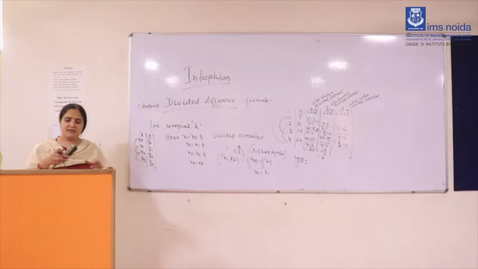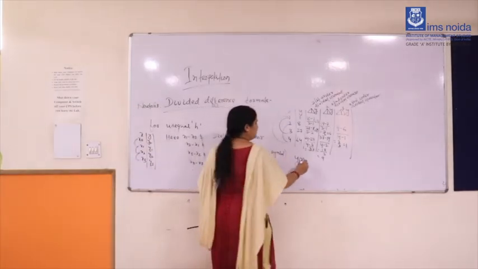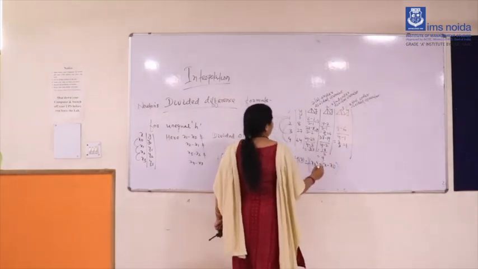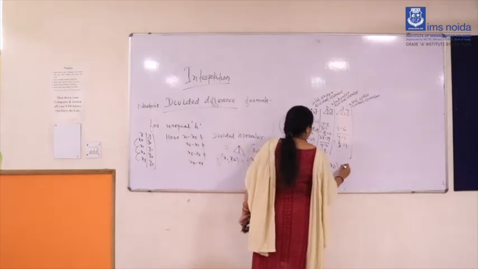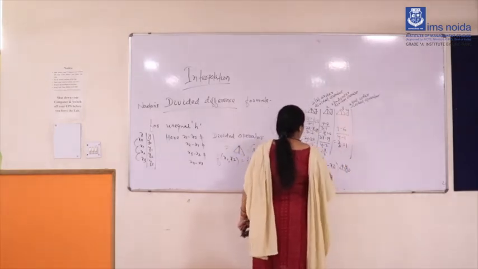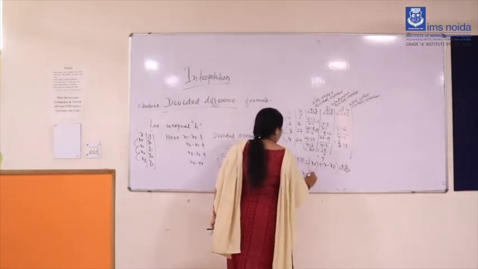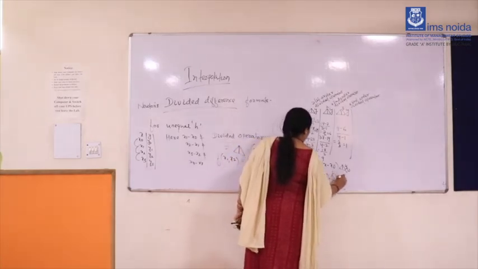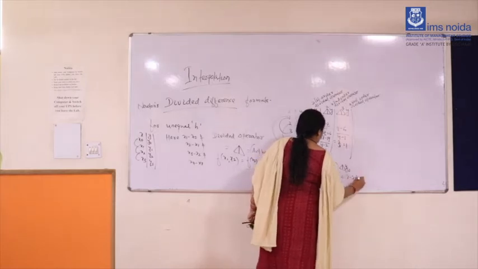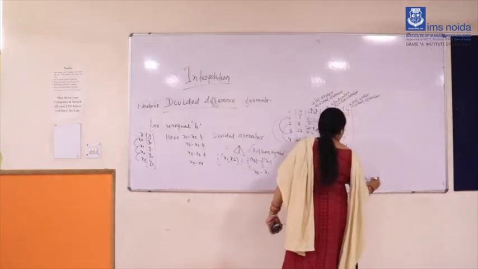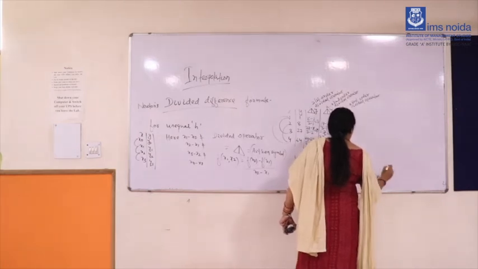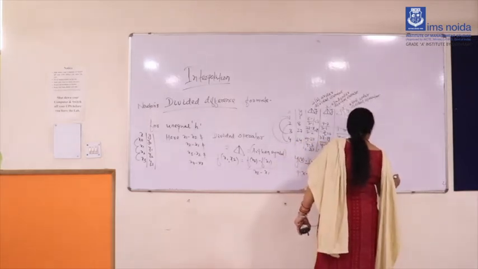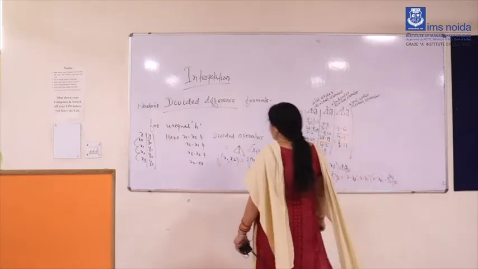f(x0) plus (x minus x0) into the first order divided operator, then (x minus x0)(x minus x1) into the second order divided operator, plus (x minus x0)(x minus x1)(x minus x2) into the third order divided operator, y0. This is all about the formula.